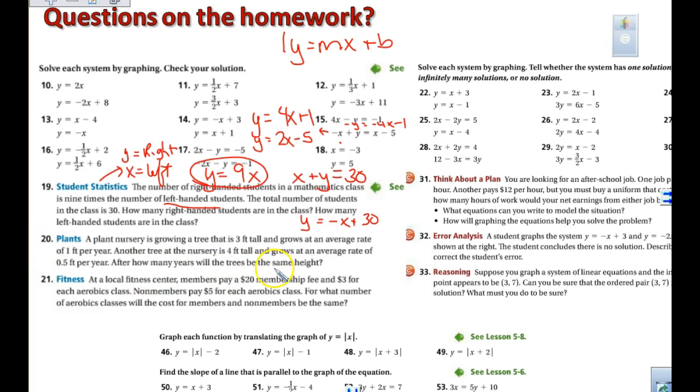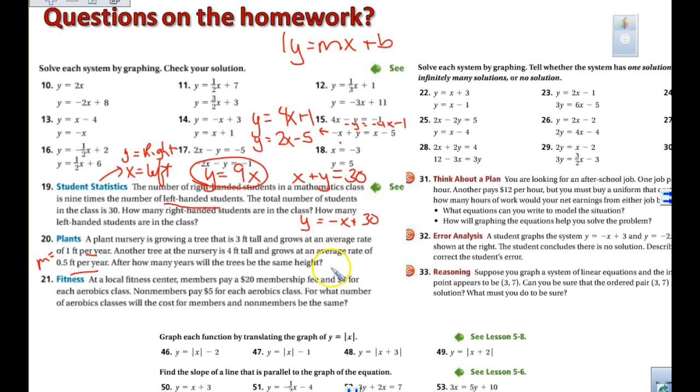As you look at number 20, when we read that, it says a nursery is growing a tree that starts at 3 feet tall and it grows an average rate of 1 foot a year. They have another tree that starts at 4 and it's growing at a rate of 0.5 per year. That 1 foot per year and 0.5 per year, what would you say that is in our equation up here? My slope or my y-intercept? The per year, this is definitely my slope for those two, okay? So these are my two slopes.